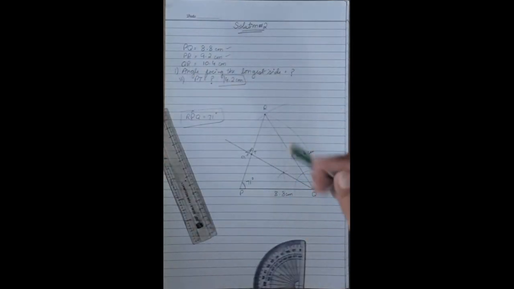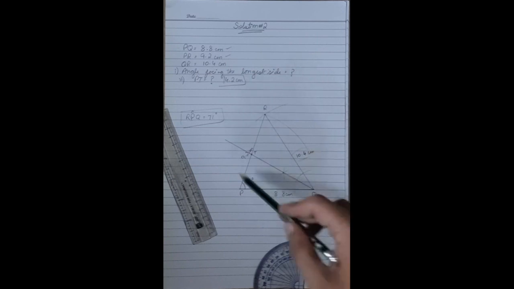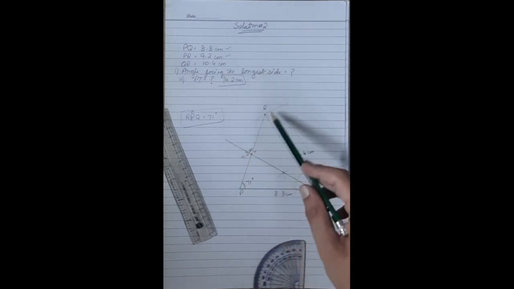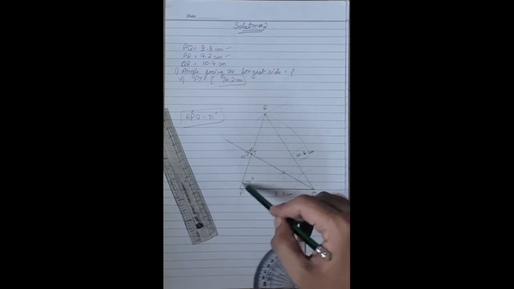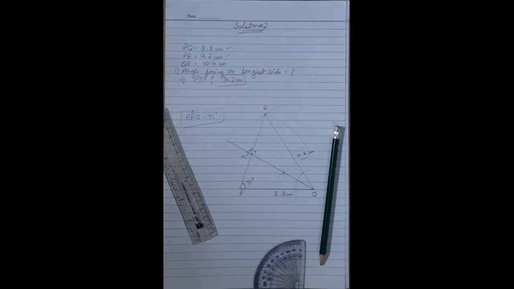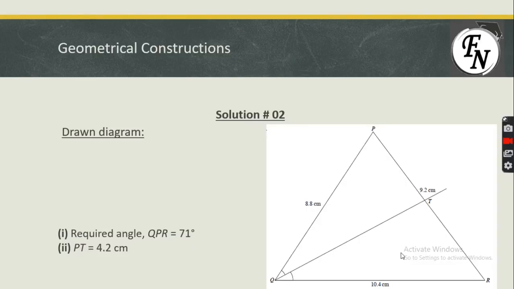So this is how we make the triangle given all three sides. Then we find the angle facing the longest side, that was 10.4 in this case, and then we have drawn the angle bisector of PQR and the line intersecting PR, that was named T, and the distance of PT, which is 4.2 centimeters. We have obtained this triangle PQR, and we can see that QR is the largest side and the angle facing it is P. So we have measured P, that is 71 degrees.